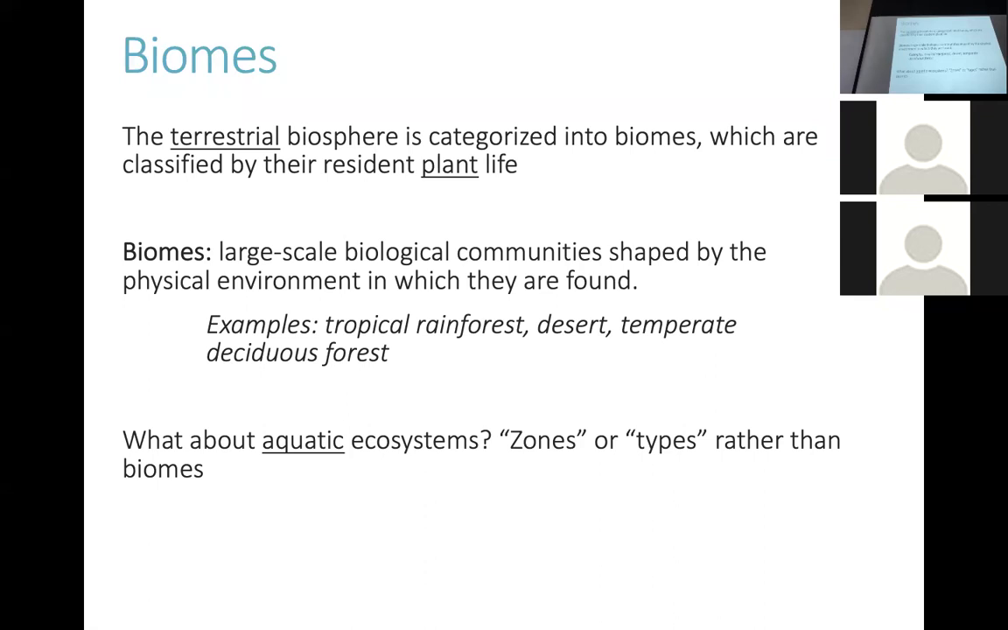Aquatic ecosystems, like I said, are divided a little bit differently. We kind of divide them into zones or types, and I'll talk about those at the end of this chapter. Obviously, plants don't grow in every single aquatic habitat, so we don't define them based on the plants that are living there. It's more based on a number of variables that I'll get into, but depth and light availability have a lot to do with it.